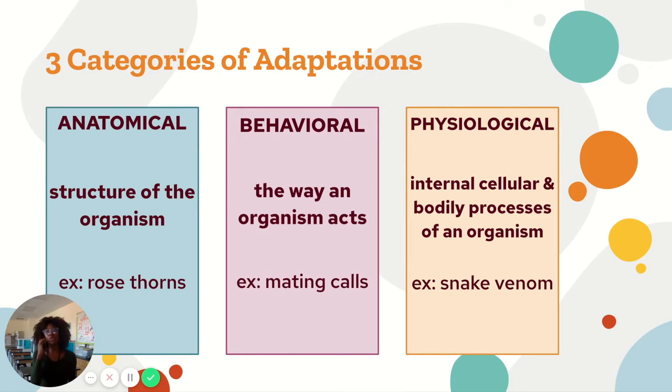Or there's physiological adaptations. These are going to be internal, so inside the body or inside of the cell, processes that happen in an organism. So for example, some organisms produce venom, right? That's an internal cellular and body process. It's not the way that they act, and it's not a structure. It's an internal process that creates that venom.